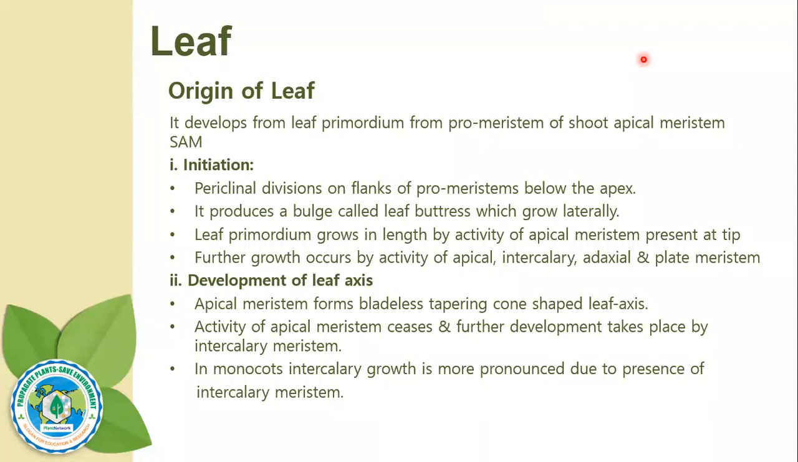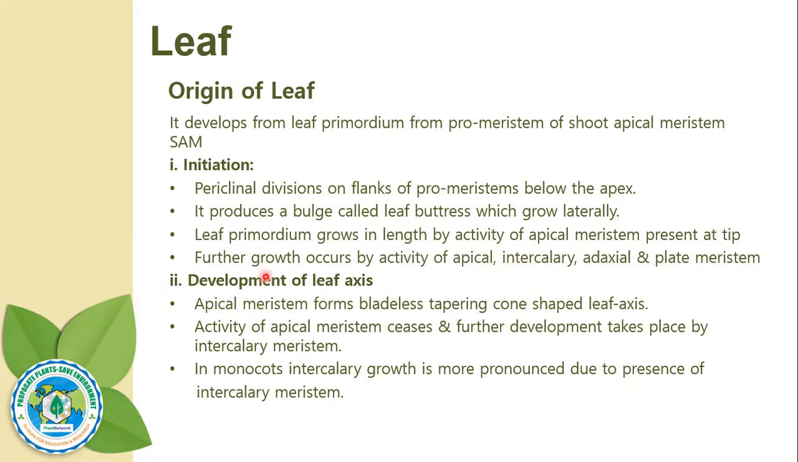It produces a bulge called the leaf buttress, which grows laterally, and then the leaf primordium grows in length by the activity of the apical meristem present at the tip. Further growth occurs by the activity of apical, intercalary, and marginal or plate meristems.